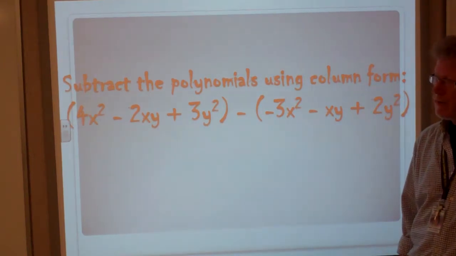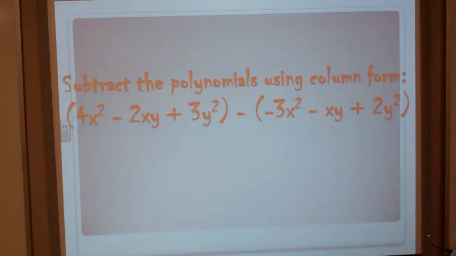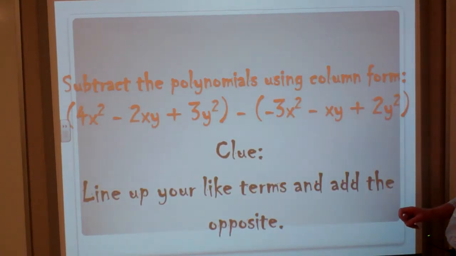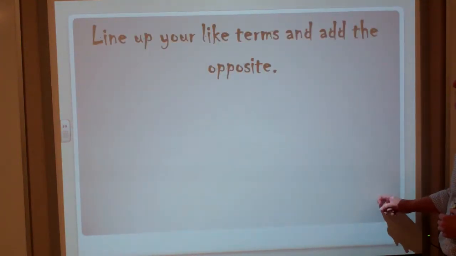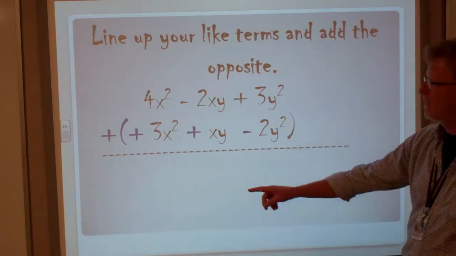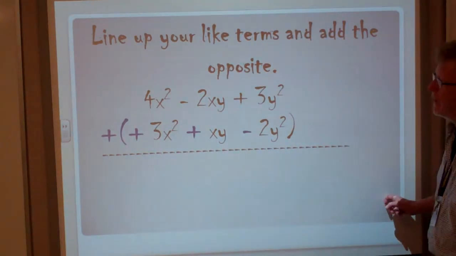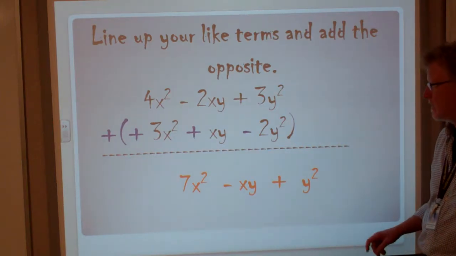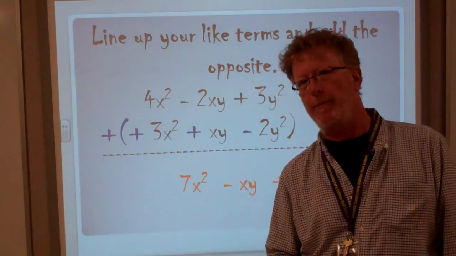Why don't you go ahead and do the same thing this time and use the column method for this particular problem. Alright, here we go again. Let's see what we can do with this. Of course, we're going to keep our like terms and we're going to add the opposite. So when we set this up, we line up our terms, but remember we've switched signs, hence the blue. And we go ahead and do our addition, and we end up with 7x squared minus xy plus y squared. Hopefully you got that. If you did not get that, try working the problem again.